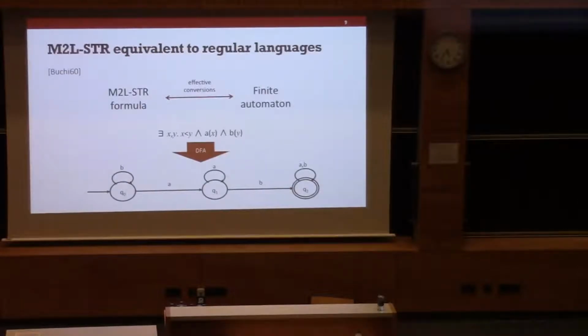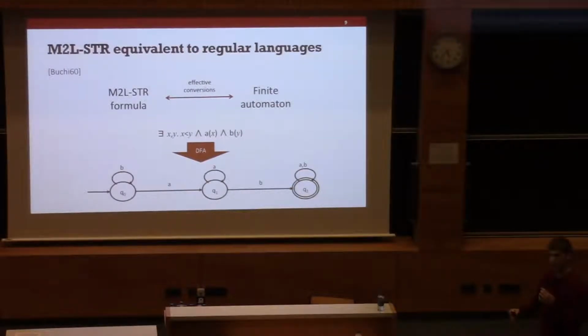So why is this logic interesting? Well, there was this really beautiful result in 1960 by Büchi that showed that essentially for every formula in this logic, you can build a finite state automaton that is equivalent to it. It has exactly the same strings. And for any finite automaton, you can build a formula in monadic second order logic. So the two were equivalent.